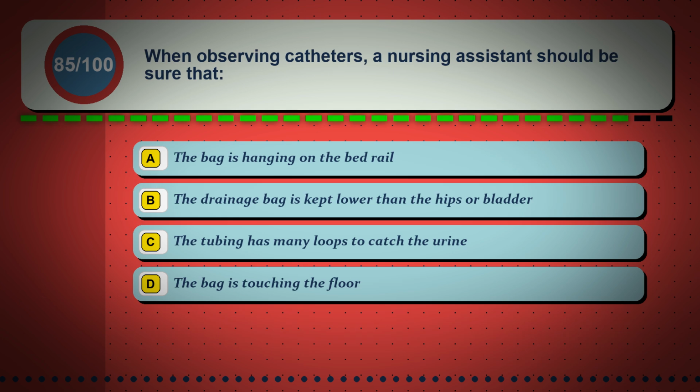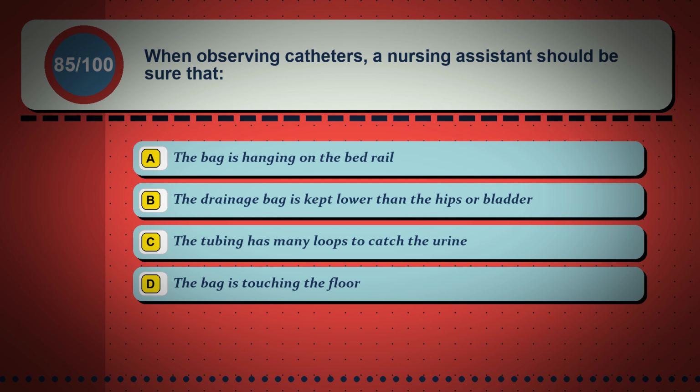Question 85. When observing catheters, a nursing assistant should be sure that: Option A. The bag is hanging on the bed rail. Option B. The drainage bag is kept lower than the hips or bladder. Option C. The tubing has many loops to catch the urine. Option D. The bag is touching the floor.